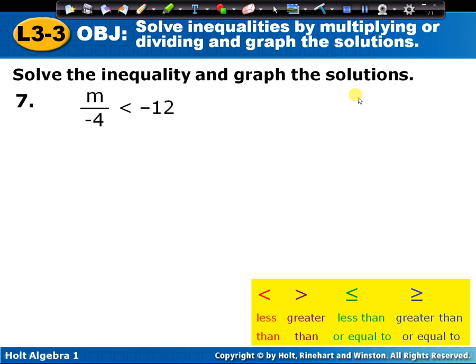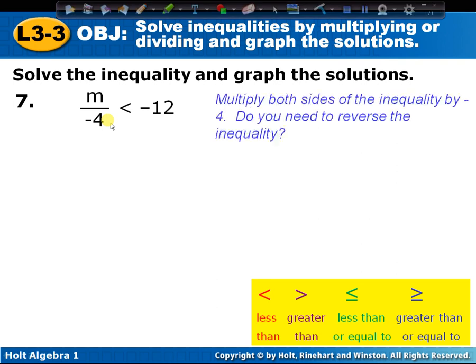All right, number 7 says m divided by negative 4 is less than negative 12. So go ahead and make sure you've got that written down. All right, so this one I'm going to solve. I need to get this m by itself. And I have it being divided by negative 4. So the opposite of division is multiplication. So I'm going to multiply both sides by negative 4, or negative 4 over 1.